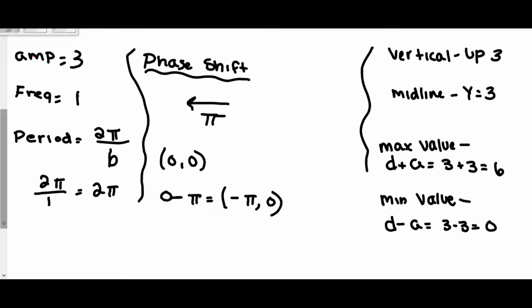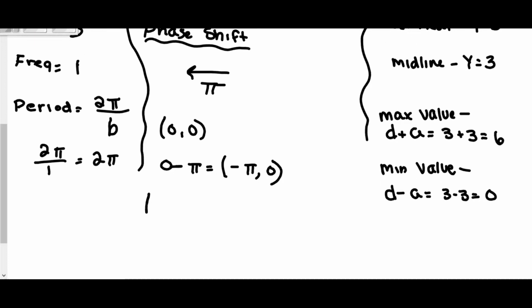Let's shift our next point. So our next critical value is pi over 2. And pi over 2 occurs at 1. If you notice, none of our y values are changing, we're just shifting our x values.